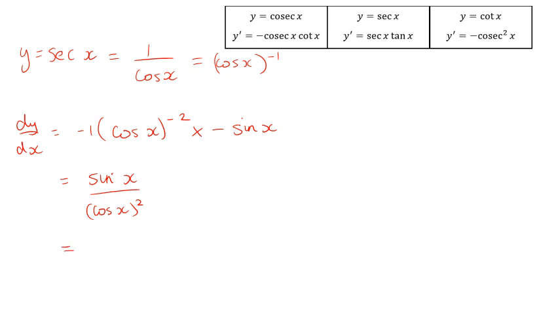Now I'm going to split this up into two separate fractions. So I'm going to write sine x over cos x. But then on the bottom there was another cos x. So if I write another cos x on the bottom, I'll just put a 1 on top.